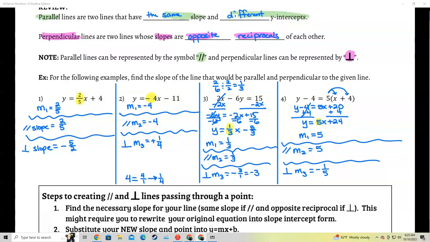All right. Honestly, that's half the battle. So we're going to be creating parallel and perpendicular line equations. The hard part is just getting the right slope, right? You need to know, like, oh, if you want the parallel lines, you need a same slope. If you want a perpendicular line, you need the opposite reciprocal.